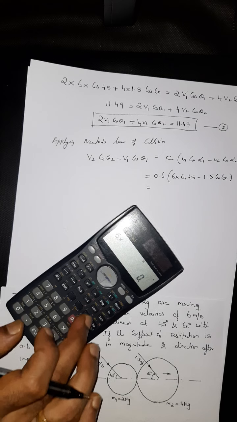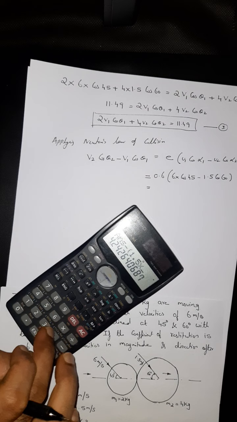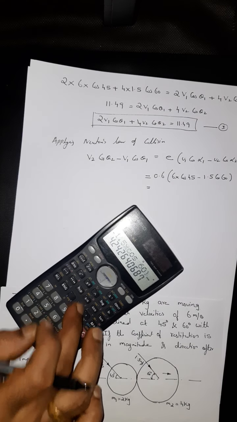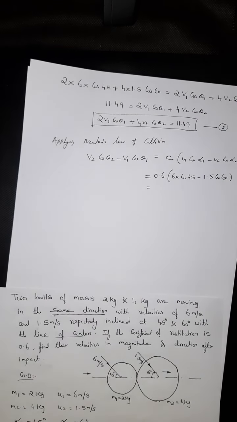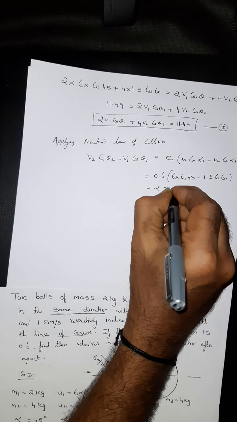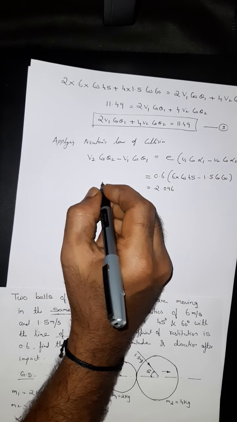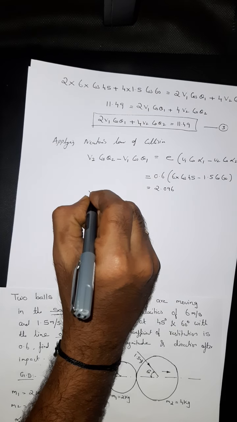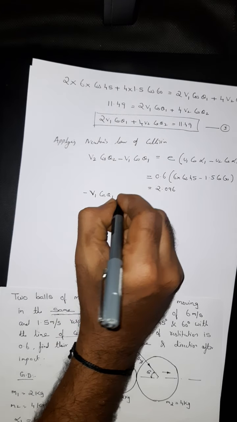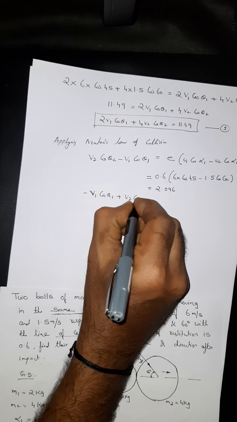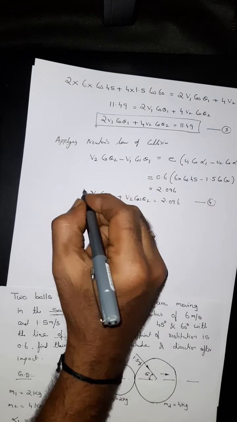So, 6 into cos 45 minus 1.5 into cos 60, into 0.6, which works out to 2.096. I'll write it in this manner: v1 is on this side, so v1 cos theta 1 plus v2 cos theta 2 equal to 2.096, as equation number 4.